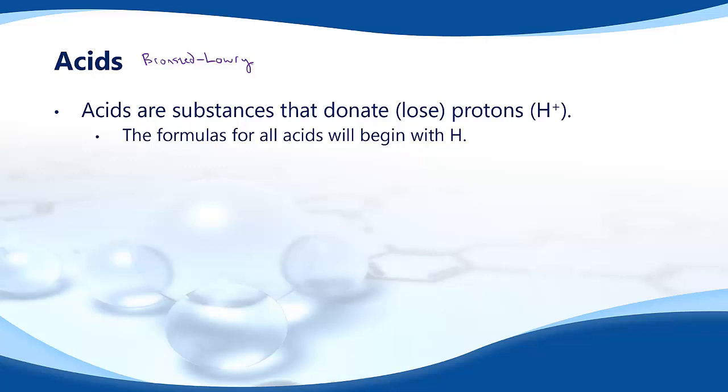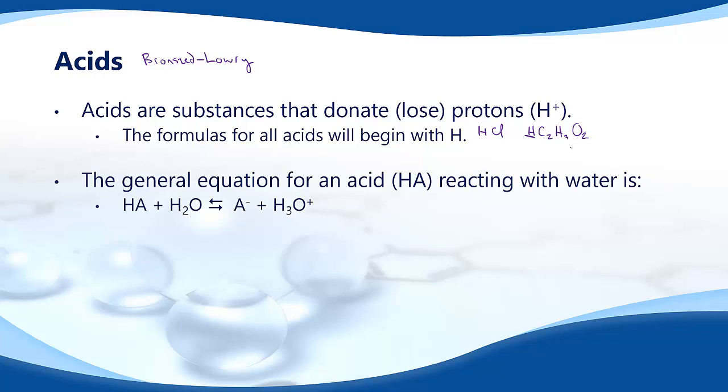Right, so the formula for an acid is really easy to tell because all acids will begin with hydrogen as the first element in their formula. So for example, hydrochloric acid, HCl, acetic acid, HC2H3O2. Now the general equation when we put an acid in water, and whenever we use an acid, our generic acid is HA, so hydrogen followed by acid.